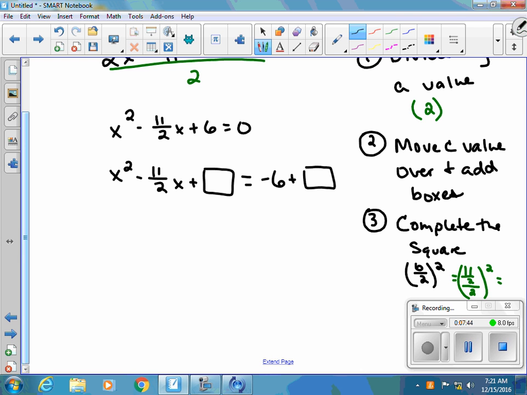So when I take that 11 over 2 and then I'm dividing it by 2, that really means I'm going to have 11 over 4, and then I have to square both sides. So I'm going to add in then 121 over 16. You can do that on your calculator and it'll give you those values. I'm not too worried about that.